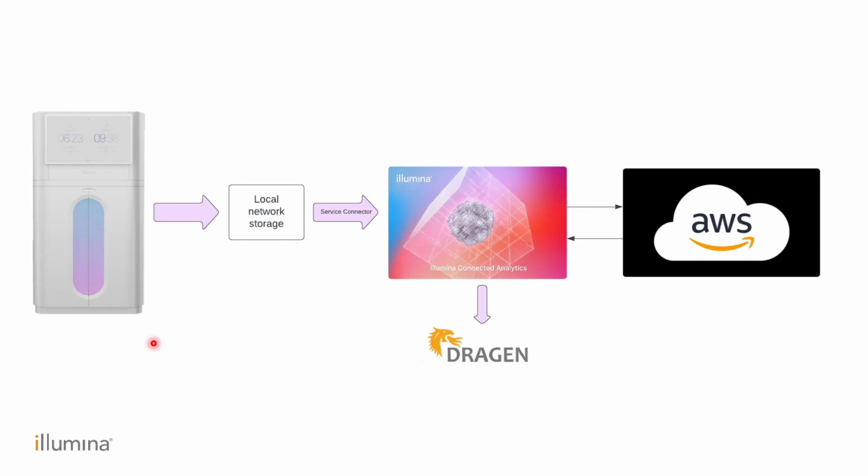In this demo, you have learned how to sequence to the cloud without using BaseSpace. To do this, you can upload your runs from your local network storage to an ICA project that is configured to an external cloud storage provider via the service connector. Then, you can leverage the tools in ICA to run analyses on your data.